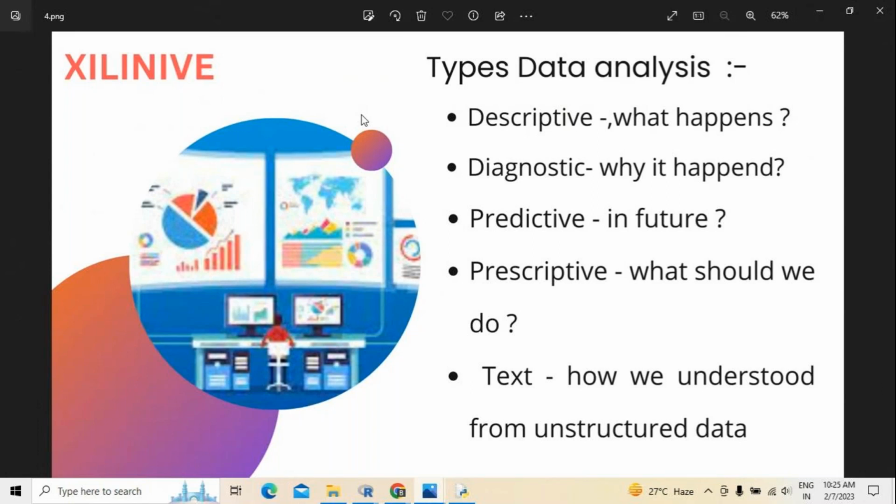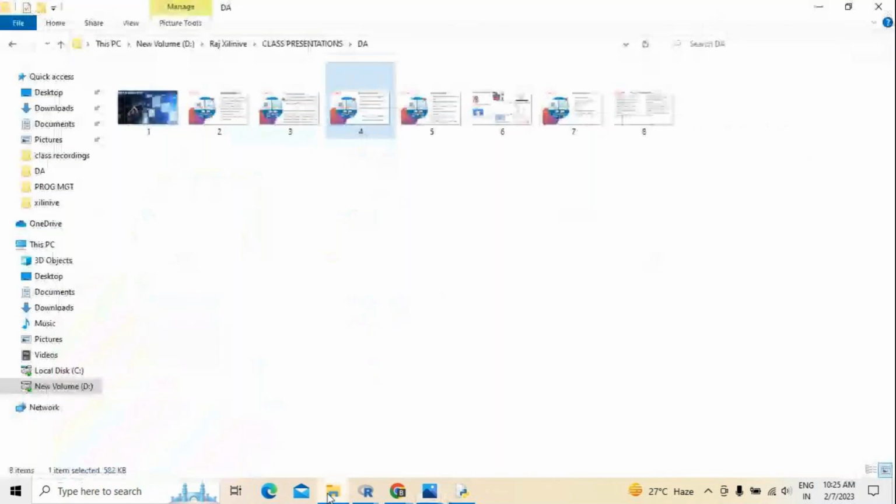Descriptive analysis must be known to you. At the same time, we must know about diagnostic analysis, predictive, prescriptive, followed by text analysis, etc. So these are the different types of analysis we have.